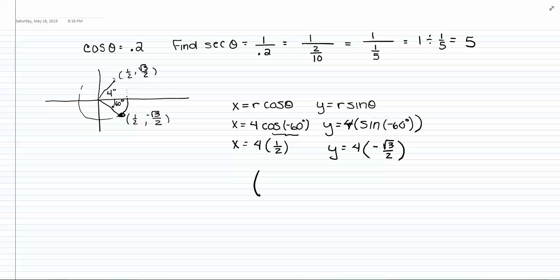So our point, if I multiply these out, the x part of the coordinate is going to be 2, and this one is going to be negative 2 root 3. Okay. So again, you can either intuitively look at it and think about the unit circle and then multiply your points, or the point you're interested in, by 4, or you can come up with the formula and work it out that way.